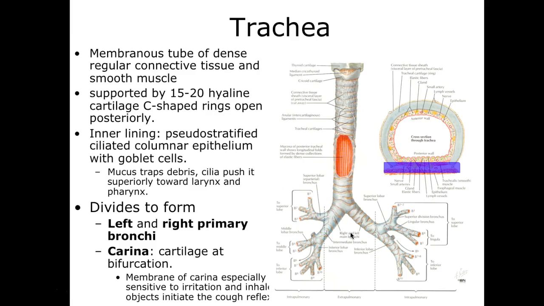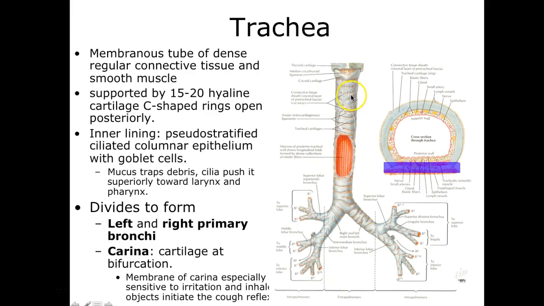Okay, on to the trachea. The trachea is also known as the windpipe, and it's made up of about 15 to 20 hyaline cartilage C-shaped rings that are open posteriorly. So you can see here anteriorly they're nice and close, and I like this cross section image because you see the C-shaped ring here. This would be anterior, and then posteriorly it's open. So what that means is the cartilage ends here, and then this is an attachment to your esophagus. The esophagus lies just posterior to your trachea.